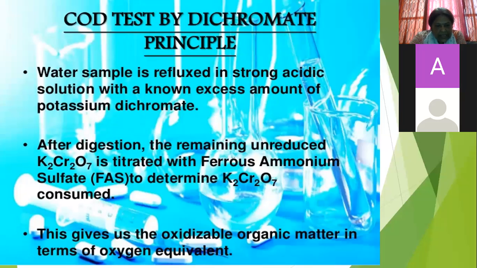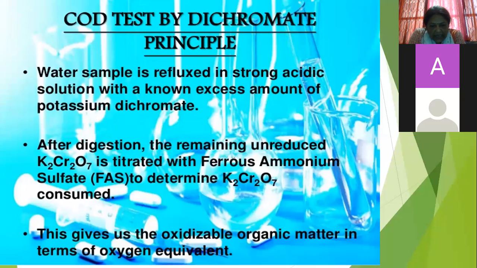So how is it estimated? It should be titrated against ferrous ammonium sulfate solution. So the titrant in the burette is FAS solution. In the conical flask, there will be the unreacted, unreduced or unused potassium dichromate.